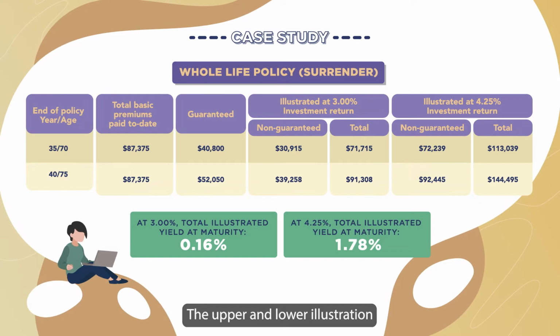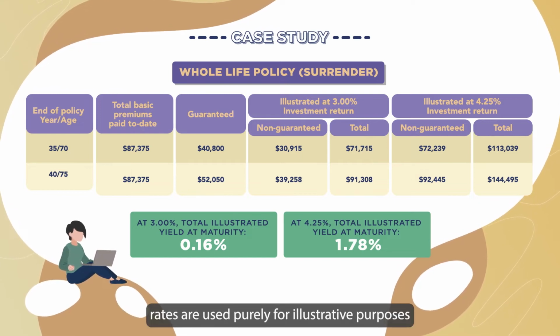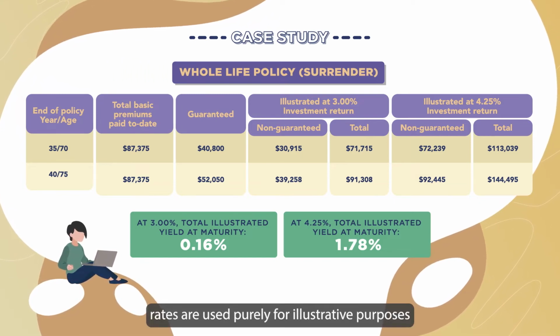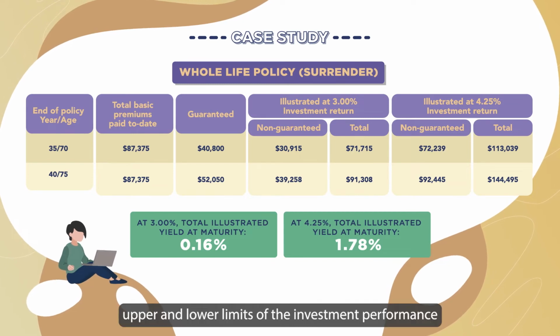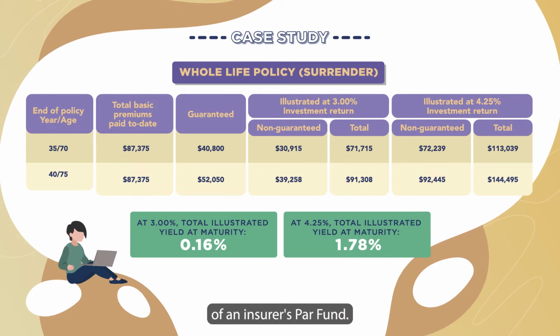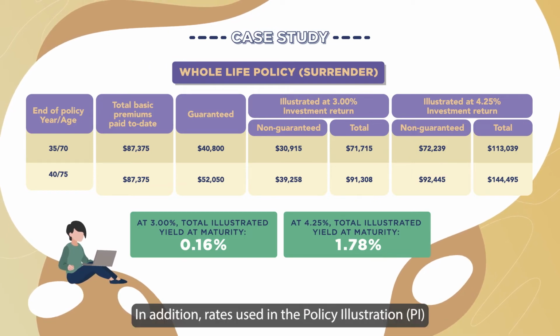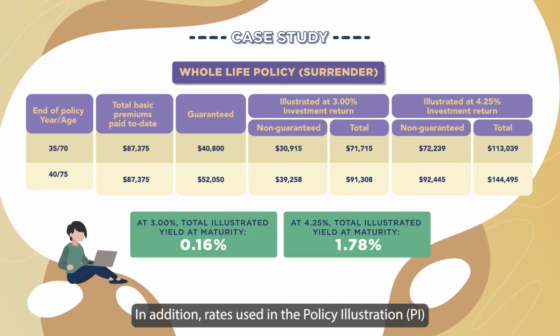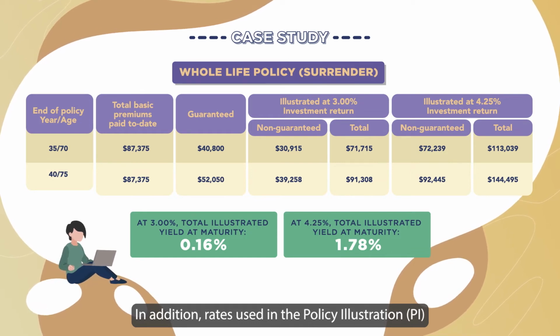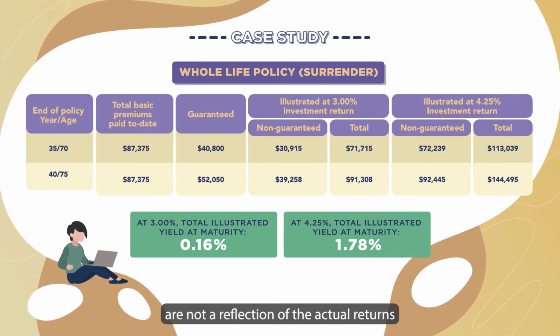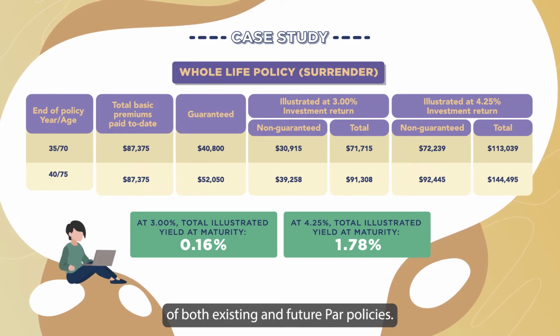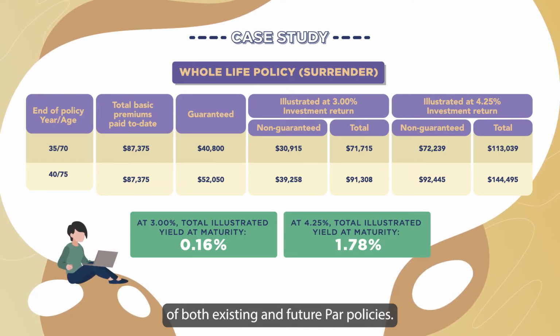The upper and lower illustration rates are used purely for illustrative purposes and do not represent upper and lower limits of the investment performance of an insurer's par fund. In addition, rates used in the policy illustration PI are not a reflection of the actual returns of both existing and future par policies.